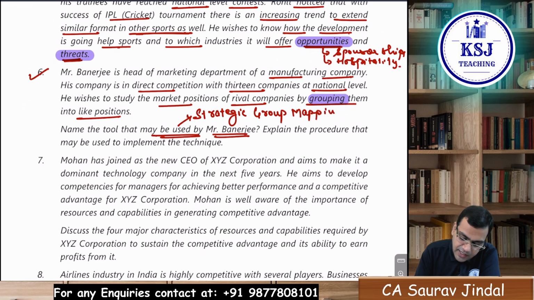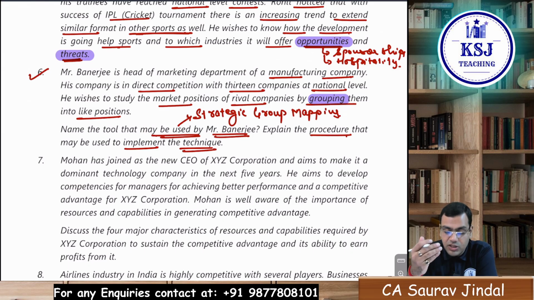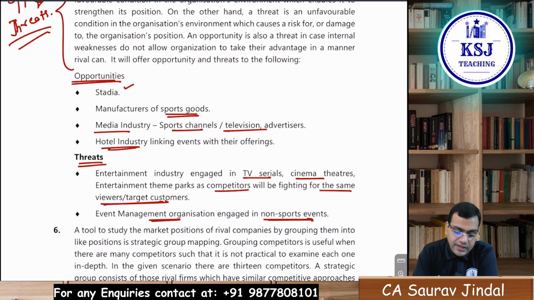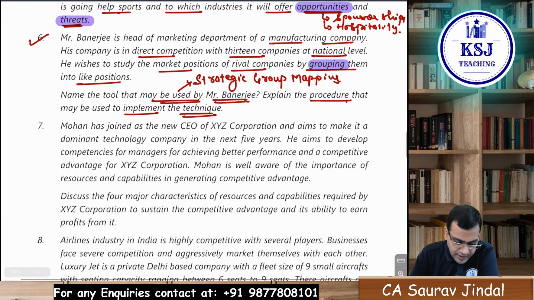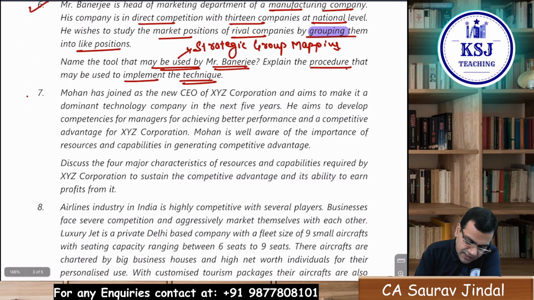And then he is saying, explain the procedure that may be used to implement the technique that we have already discussed in the first question also, that what are the steps, what is the procedure that is involved in the strategic group mapping: identify the various characteristics, then plot on the two map variables, then grouping, and then identifying, right? So you have to explain here the strategic group mapping. Clear? Okay, let's come to the next one, 7th.